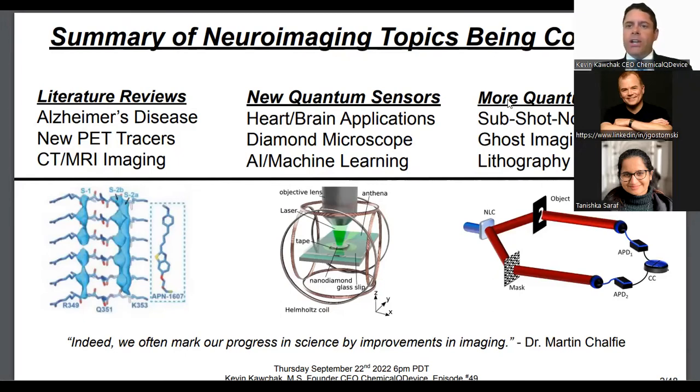And you see this, so more noise imaging. So sub shot noise, ghost imaging, and lithography. I'll go over those a little bit later.